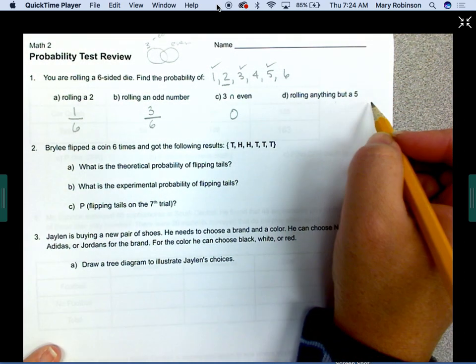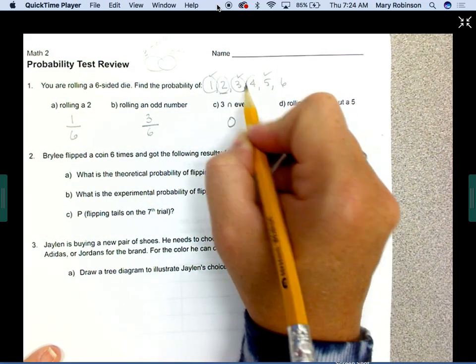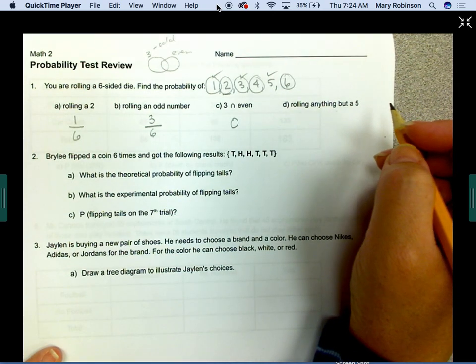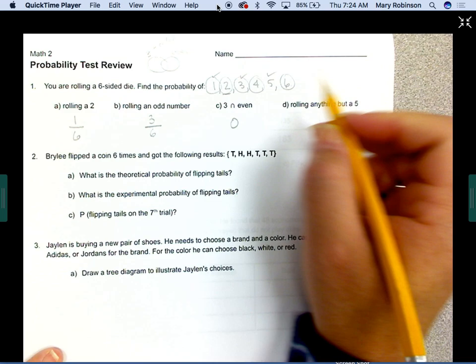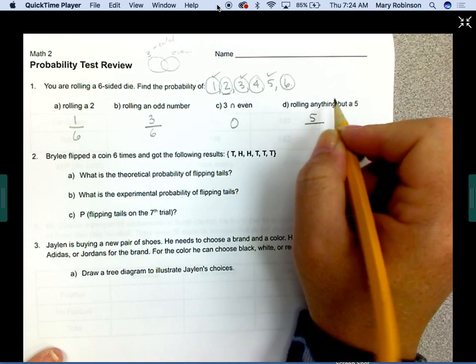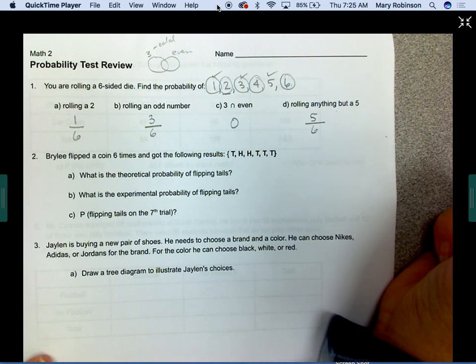Rolling anything but a 5: a 1, a 2, a 3, a 4, or a 6 would be those desired outcomes. So there are 1, 2, 3, 4, 5 desired outcomes out of 6 total possible outcomes. So 5 out of 6.